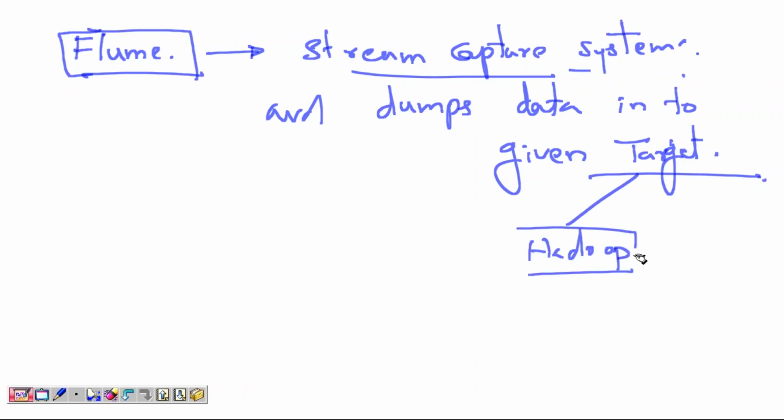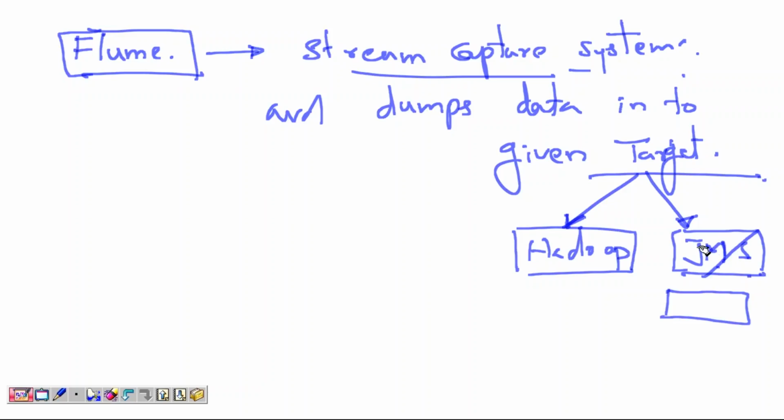Suppose I want to write the output into non-Hadoop applications. Directly it is not allowing me. That's why you can use JMS. But JMS is not distributed. For this the advanced option is Kafka. Kafka is a brokerage system. In Kafka there are a lot of advantages.